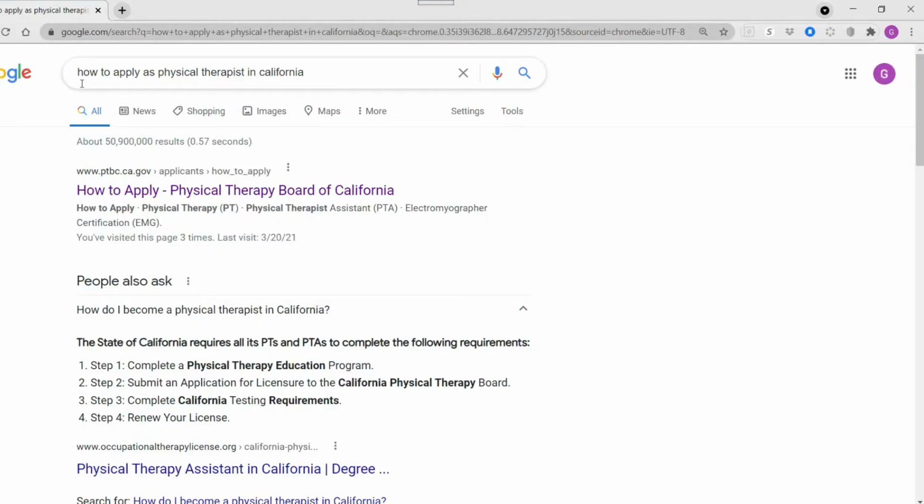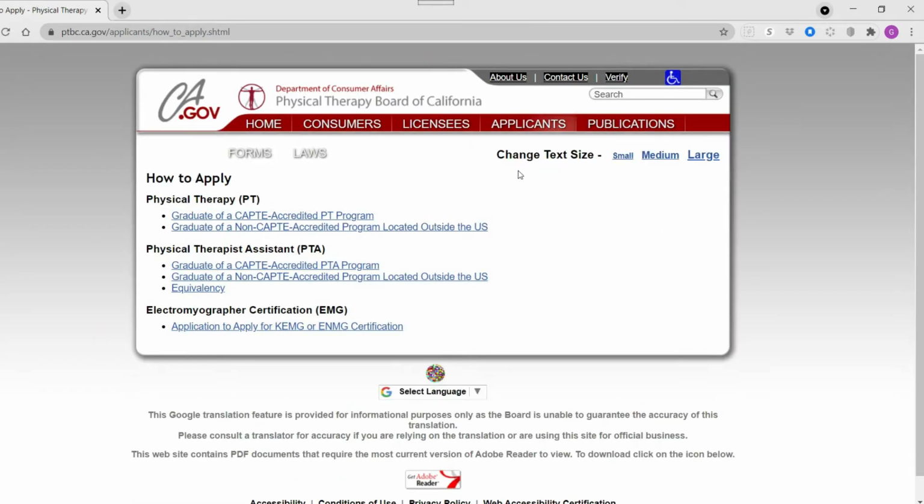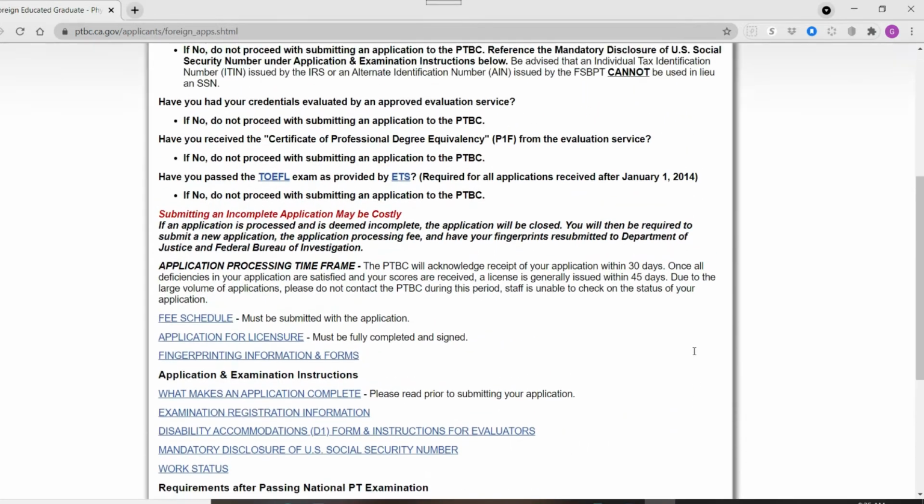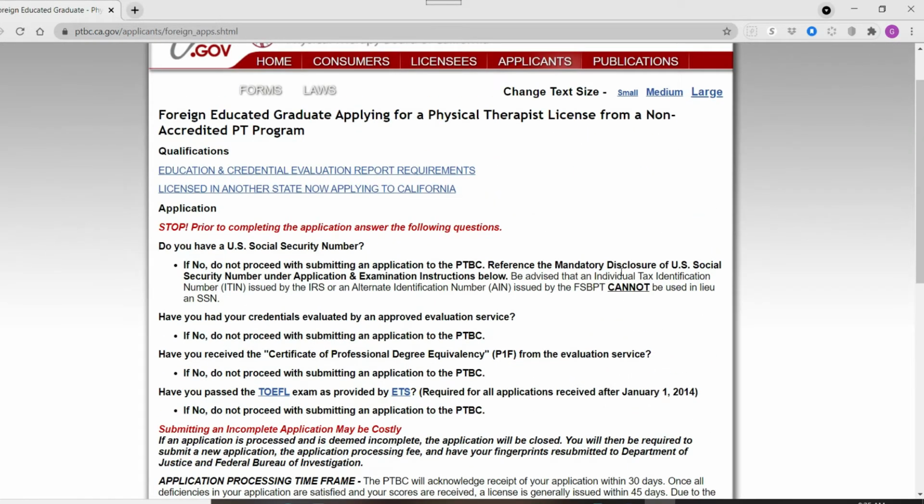So if you Google how to apply as a physical therapist in California, you can see here PTBC, the Physical Therapy Board of California, .ca.gov. This is their official website. You click that and it will take you to this page. So for foreign-educated physical therapists, you have to click this one, graduate of non-CAPTE accredited program located outside the US. This page is extremely important for you to read and go through if you are going to apply in California. So especially this one, look at this.